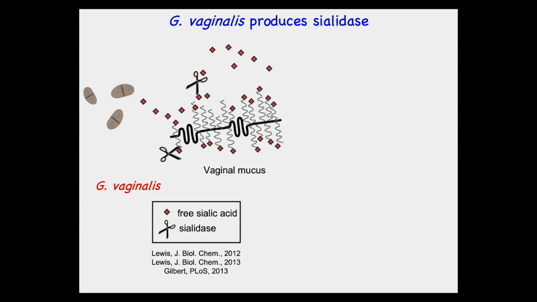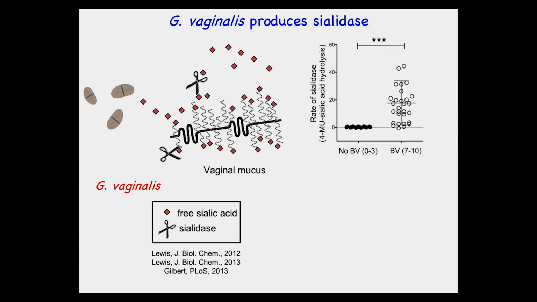So going from there, I'd like to tell you a little bit about a particular virulence factor of Gardnerella vaginalis, an enzyme called sialidase. Gardnerella here produces sialidase, which we're showing as scissors. You can see in the graph on the right that women with bacterial vaginosis have high levels of vaginal sialidase activity, whereas women without BV do not.